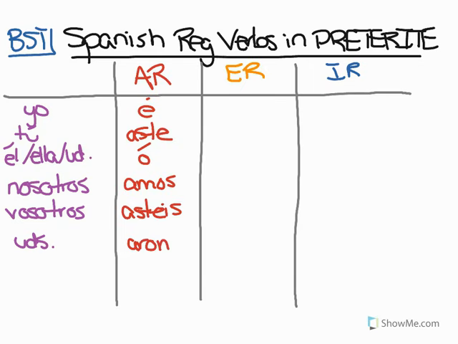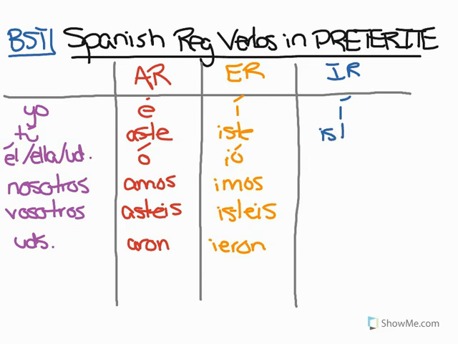Regular verbs ending in ER in the preterite conjugate to í, iste, ió, imos, isteis, ieron. And we'll talk about this in a second. But IR verbs are exactly the same as ER verbs. So they also go to í, iste, ió, imos, isteis, and ieron. So a couple things to look at here.